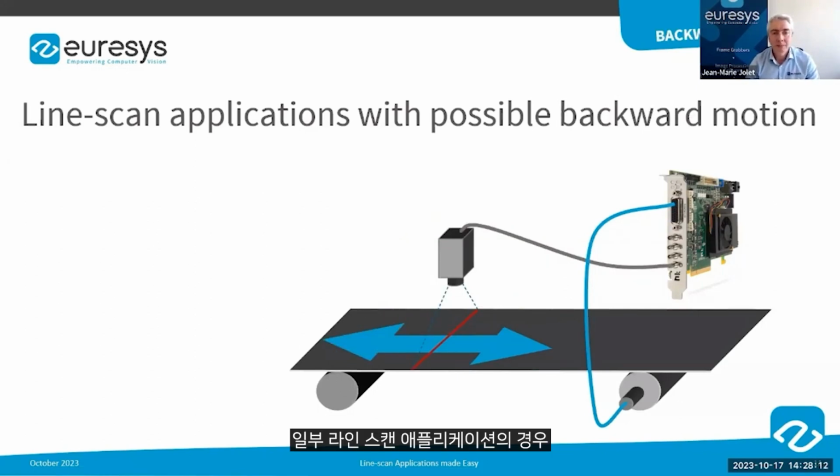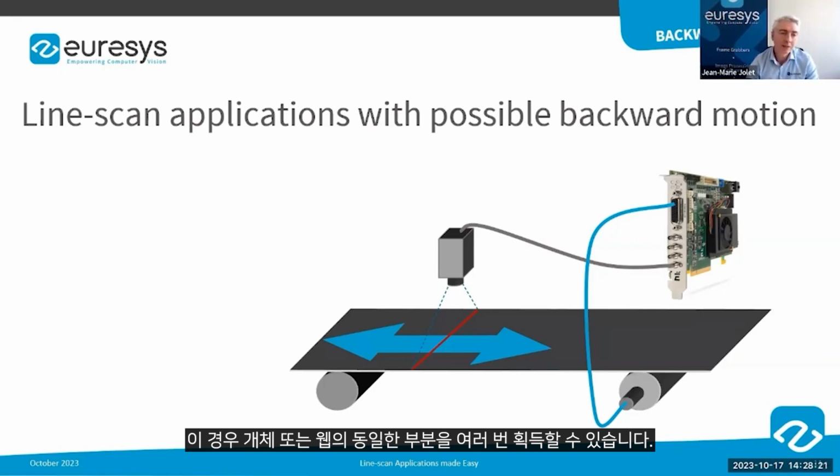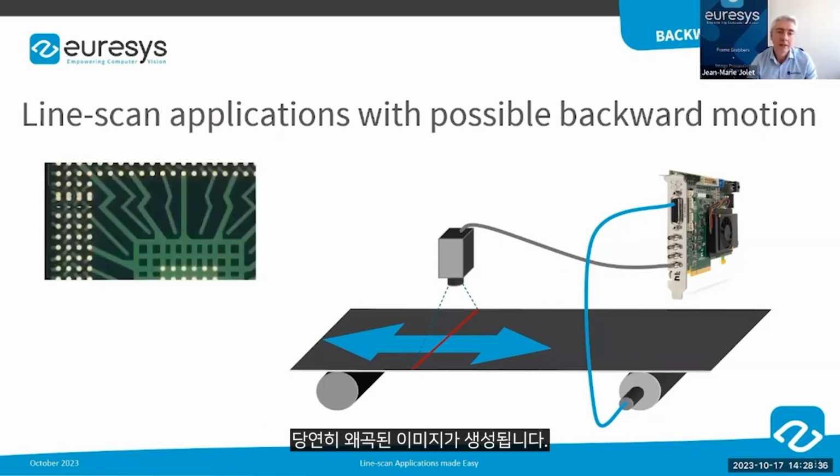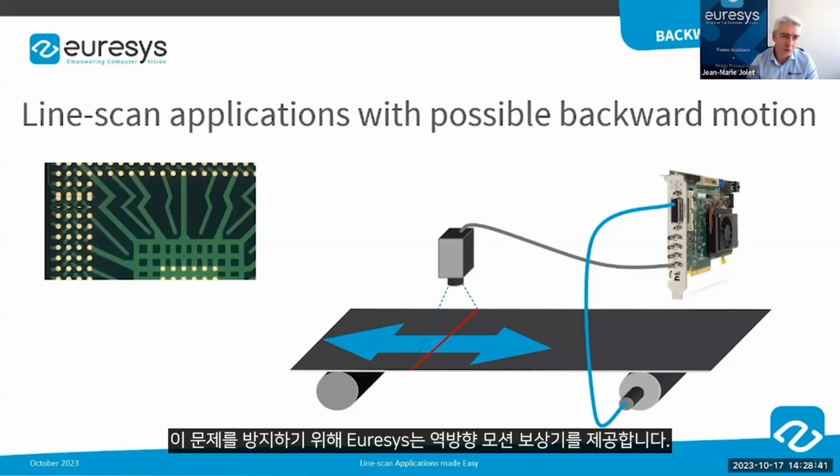For some line scan applications, especially at low speed or when the application is starting, backward motion might be observed. In this case, the same portion of the object or the web is acquired several times: first in the initial forward direction, then in the backward direction, and then again in the forward direction. Of course, this will result in distorted images. To avoid this problem, Euresys provides a tool called a backward motion compensator.